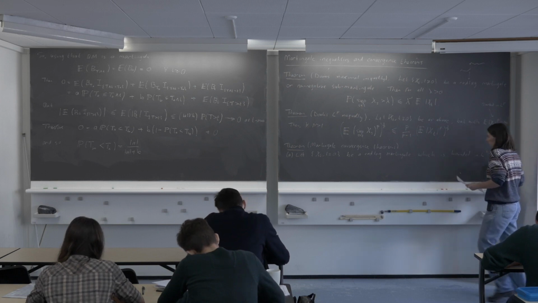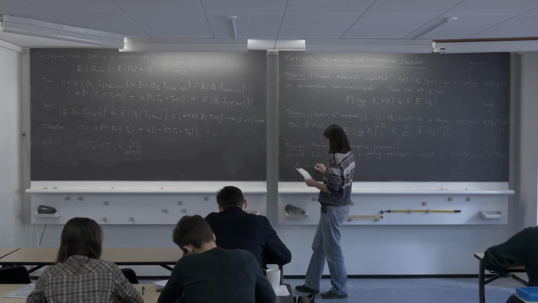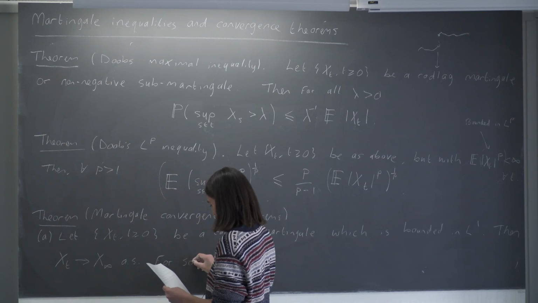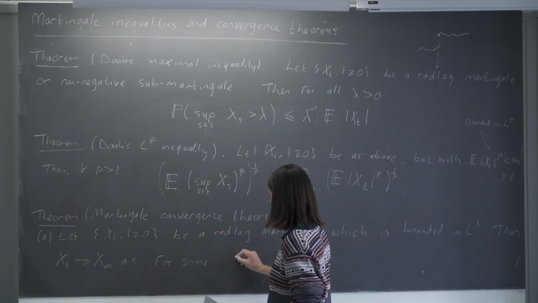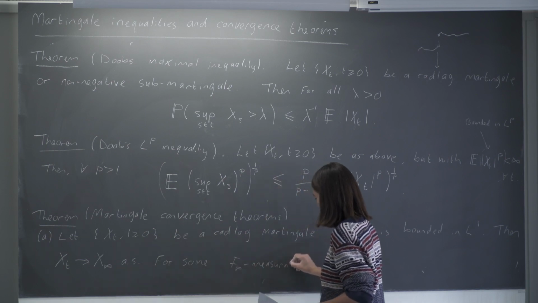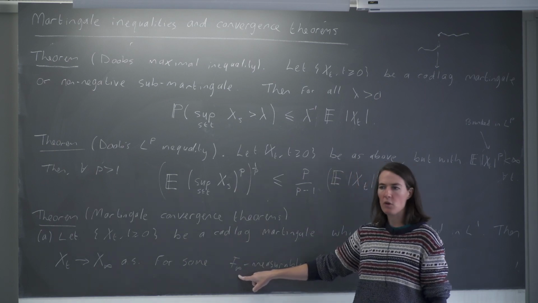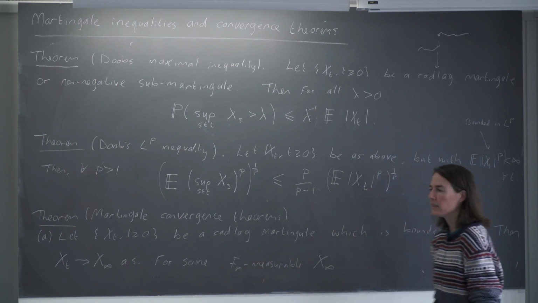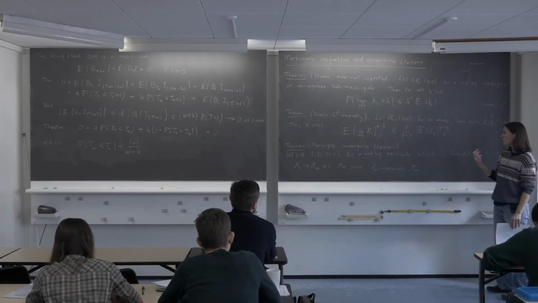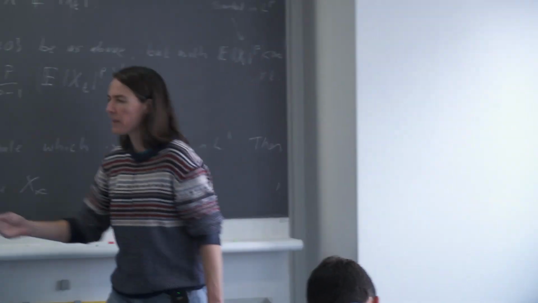Then X_t converges to X_infinity almost surely for some F_infinity measurable X_infinity, where this is the union of all of the F_t that we had in our filtration. Okay, but the key point here is that a real useful property of martingales is if we know that martingales are bounded in L1, we know that they converge.